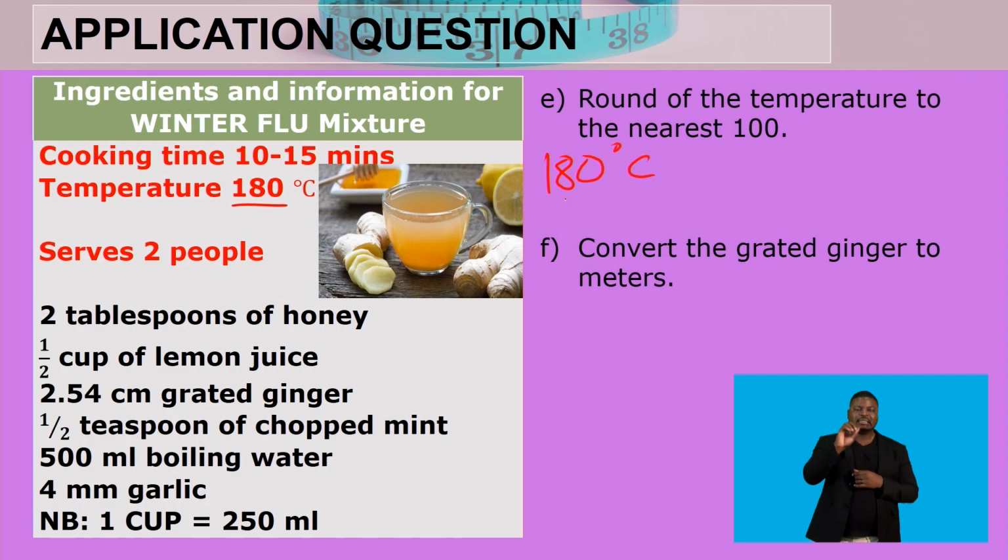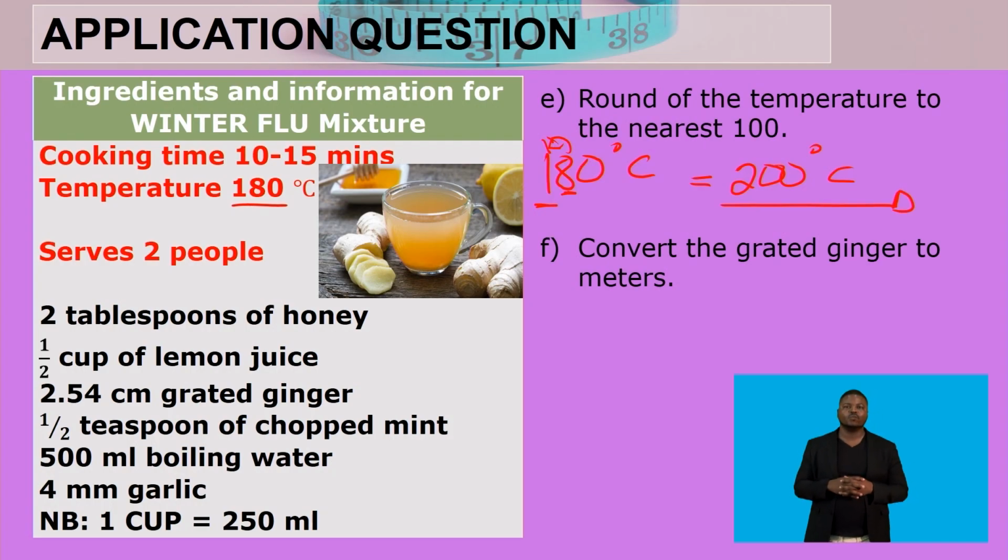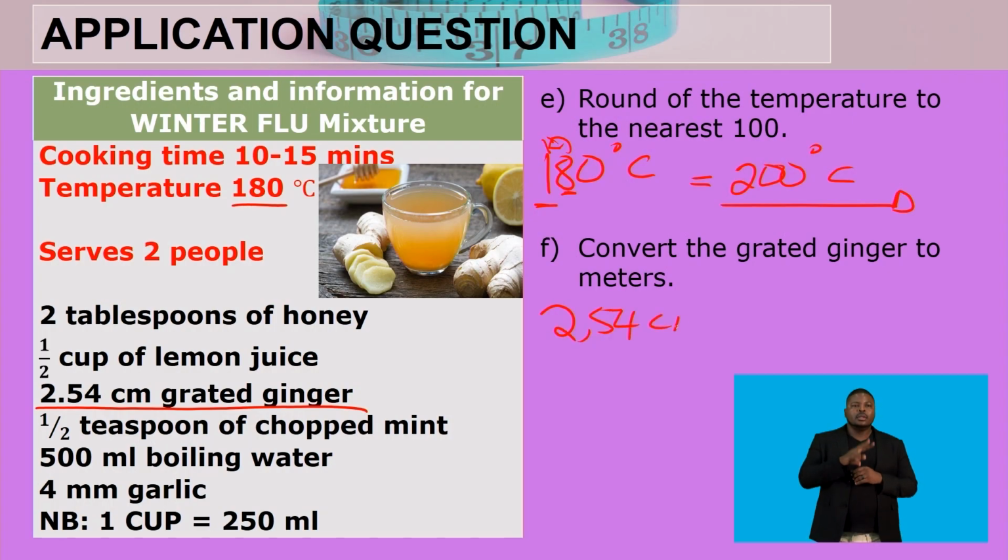So where is our 100? 100 is at 1. So now the 1 is affected by 8, which is 5 and above. So it means we must add a 1. We must add a 1 to the 1. So it actually becomes 200 degrees Celsius. F, convert the grated ginger to meters. Grated ginger to meters. Where is our grated ginger? Here is our grated ginger at 2.54 centimeters.